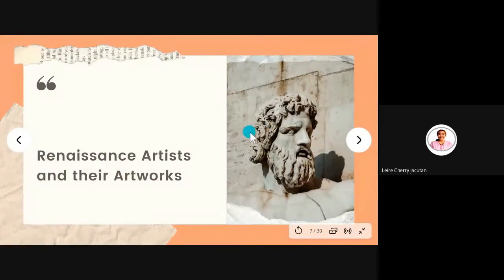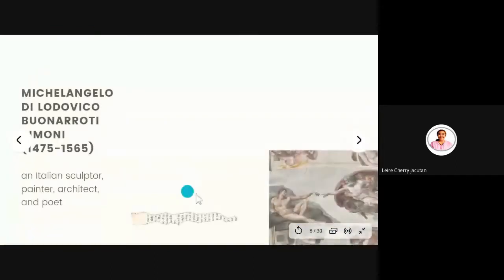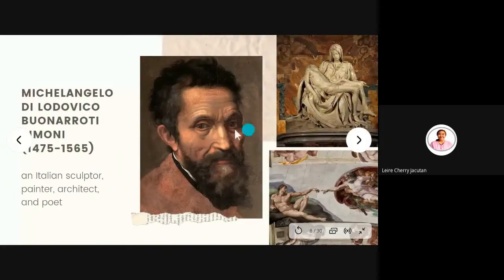Ayan. So let's talk about the different artists from Renaissance and their famous artworks. First, we have Michelangelo. So si Michelangelo, he was born in 1475 and he died in 1565, and he is an Italian sculptor, painter, architect, and poet. Yan.